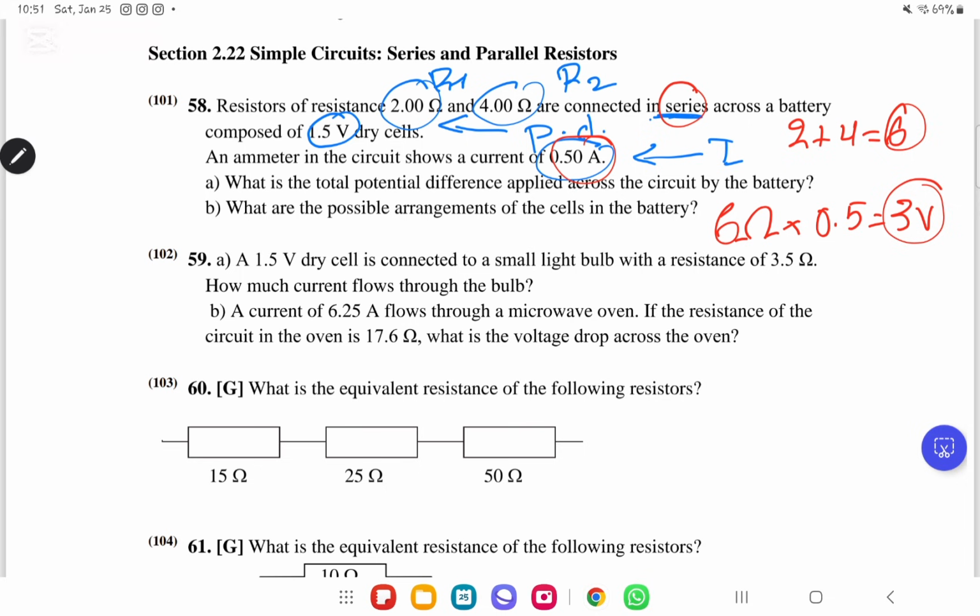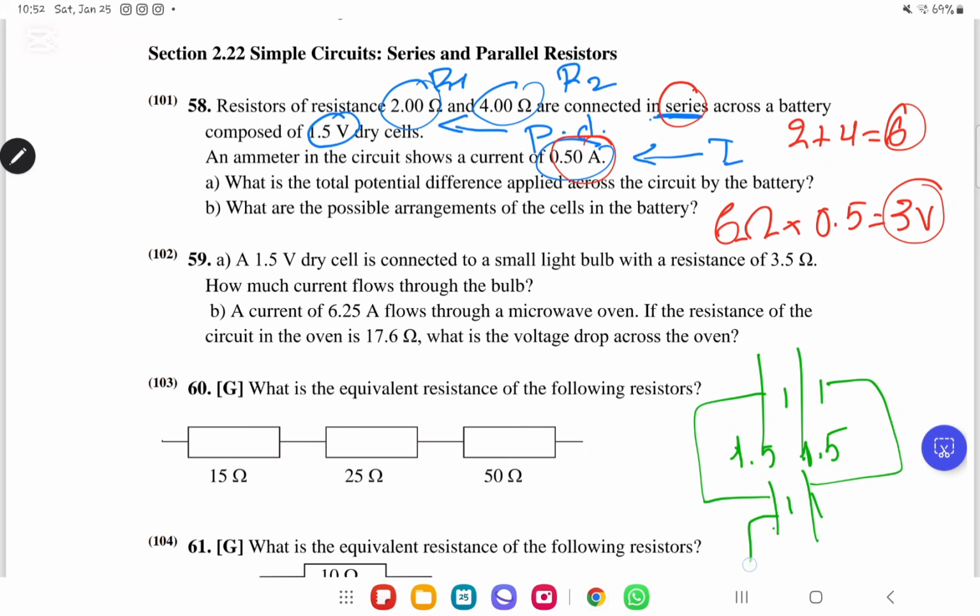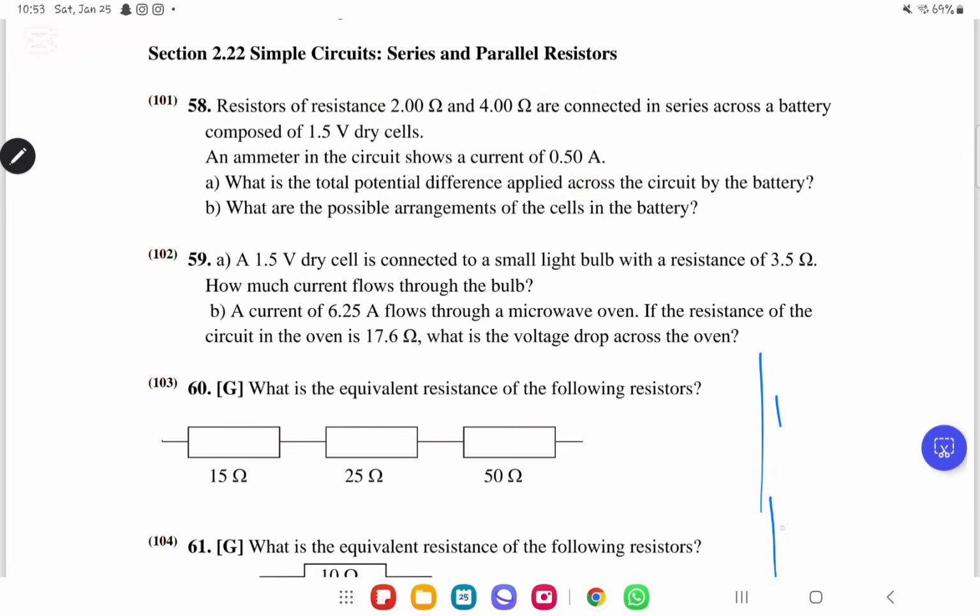So now, what are the possible arrangements of cells in the battery? So here, what they wrote in the answers is a bit confusing. So I will just draw the possible arrangement of these cells. So you could have it like this, they're saying. Okay, you will have two 1.5 volt batteries. Okay, and if they are more than 2, you just put them in parallel. They will always give you the same result. Okay. Or they said you can take one, let me just clear the page. You take one and you put it in parallel with another one, for example.